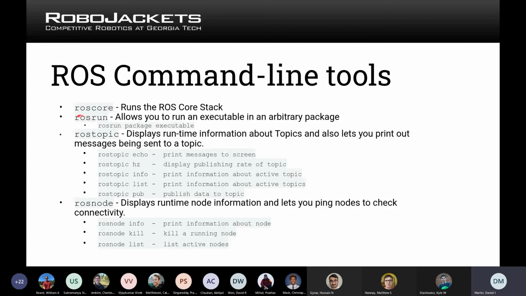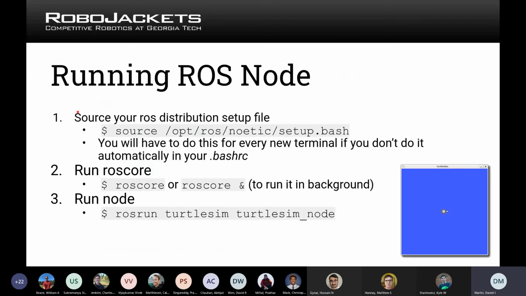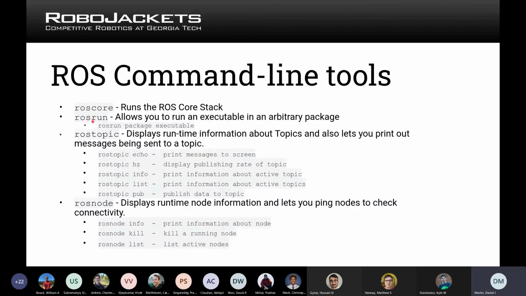So roscore, completely essential. You need to know that you need to run this every single time you are going to run a node. And rosrun pretty much just allows you to run a node. Pretty much it allows you to run an executable in an arbitrary package. We'll talk more about packages in the coming weeks. rostopic, we talked about topics where they're pretty much just one-way communication channels. rostopic allows you to get information about this channel, so you can see what's being published on these channels. You can see how often things are being published on these channels, and it allows you to publish things by yourself on these channels. So you can get information, you can see what's being printed, and you can publish your own things.